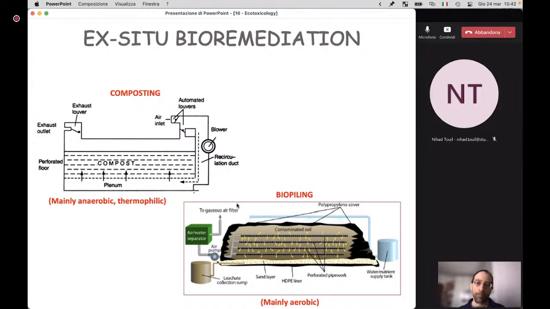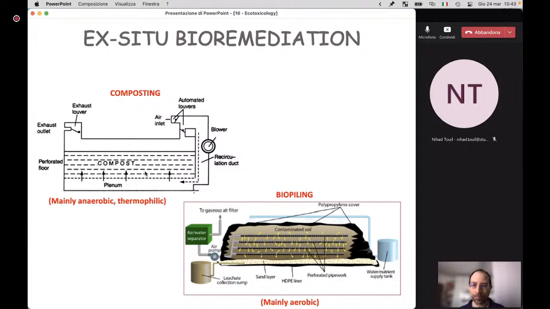And the two probably most familiar systems are composting, and this is mostly useful if you want anaerobic microorganisms and thermophilic microorganisms to degrade your compounds. So, of course, the choice between composting and biopeeling is due to the identity of the contaminants. And if those contaminants are better degraded by anaerobic thermophilic microorganisms, composting, of course, is better, since in this case you have heavily packed soil here, through which you can make air circulate, but not in big amounts, since it is heavily packed.